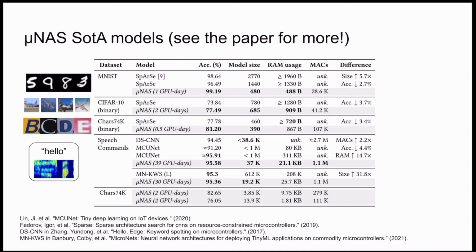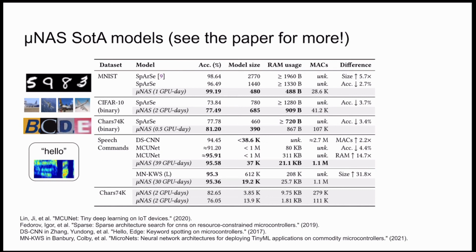Now mNAS is able to greatly improve on RAM usage and model size for comparable accuracy versus 2 other known NAS for MCUs works, which are MCUNet and MicroNets. Alternatively, if we're targeting smallest possible memory footprints, mNAS is able to deliver higher accuracy than its competition.